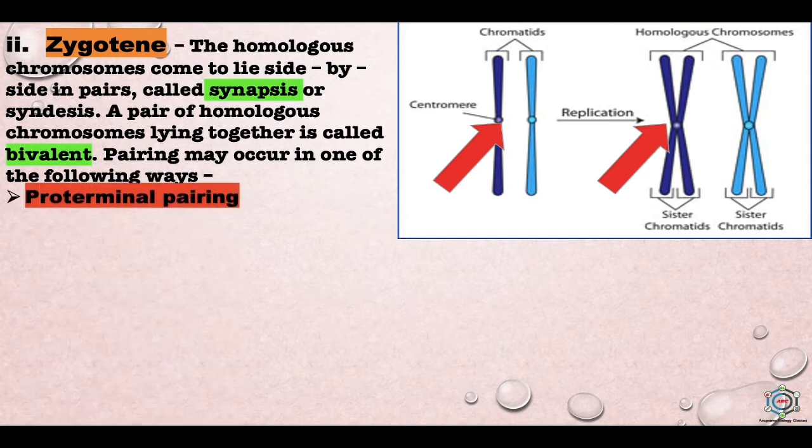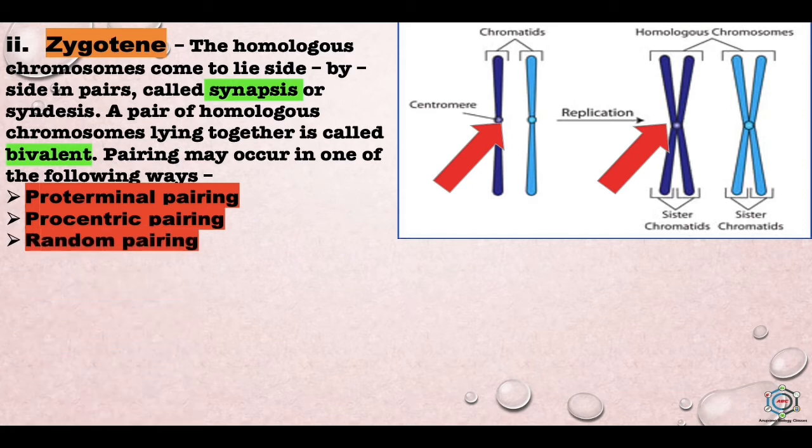So in pairing, the first one is the proterminal pairing. The proterminal pairing starts at the end and proceeds towards the middle, while the procentric pairing begins at the centromere and progresses towards the end. And the last is random pairing. It commences at many points towards the end.